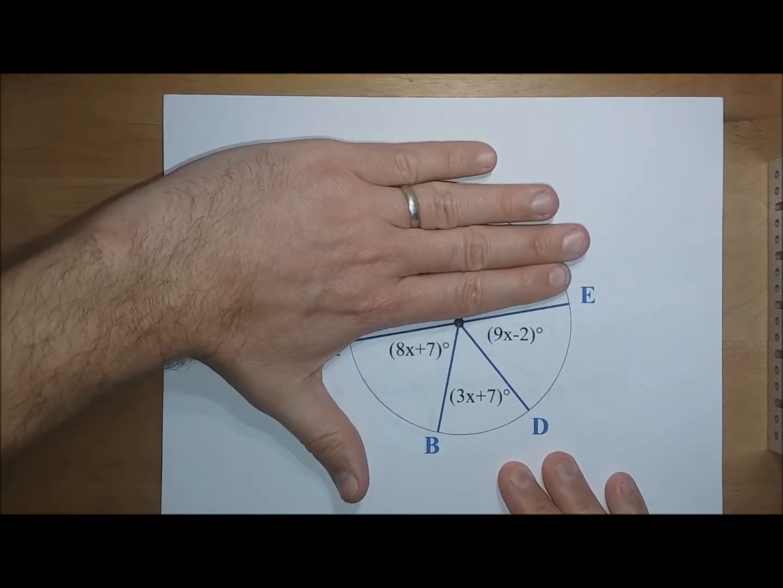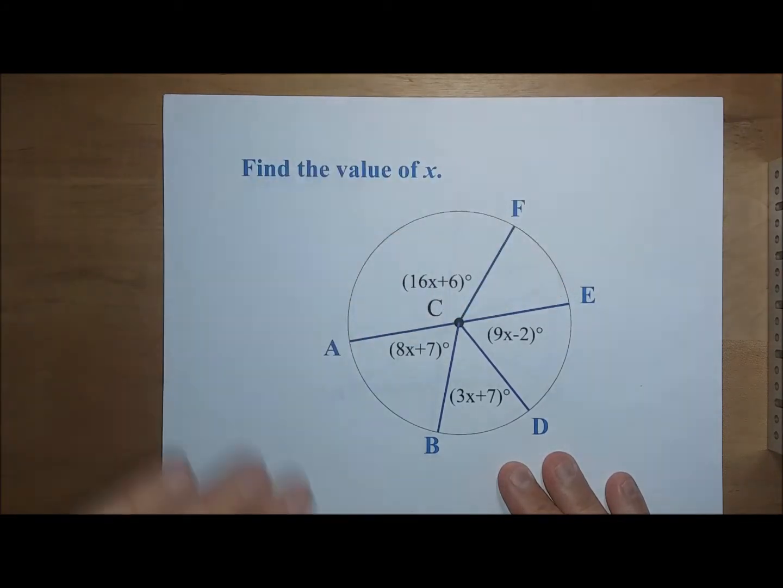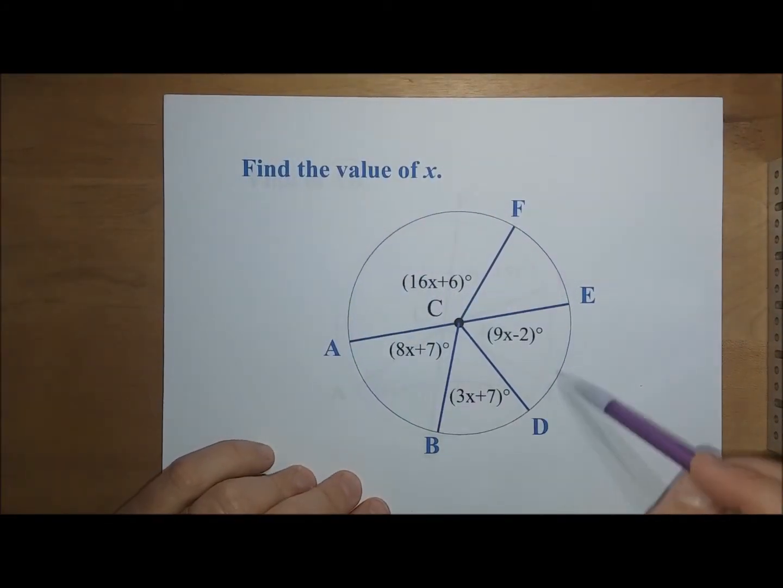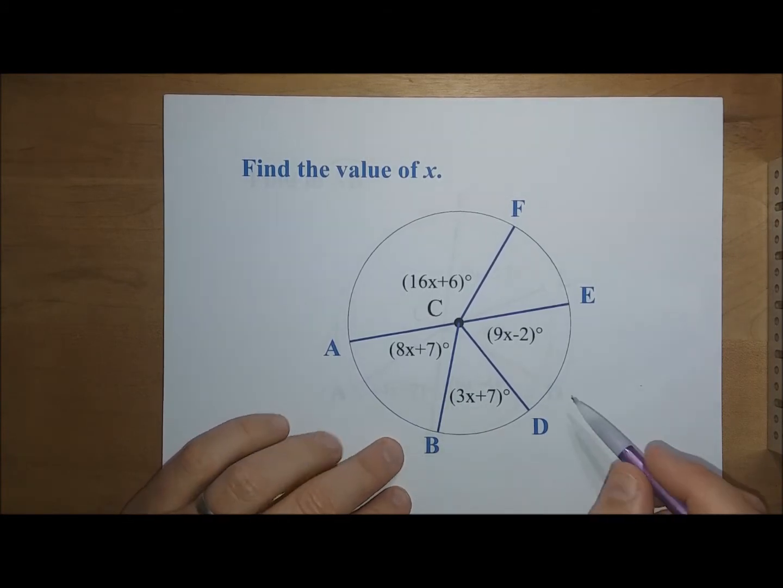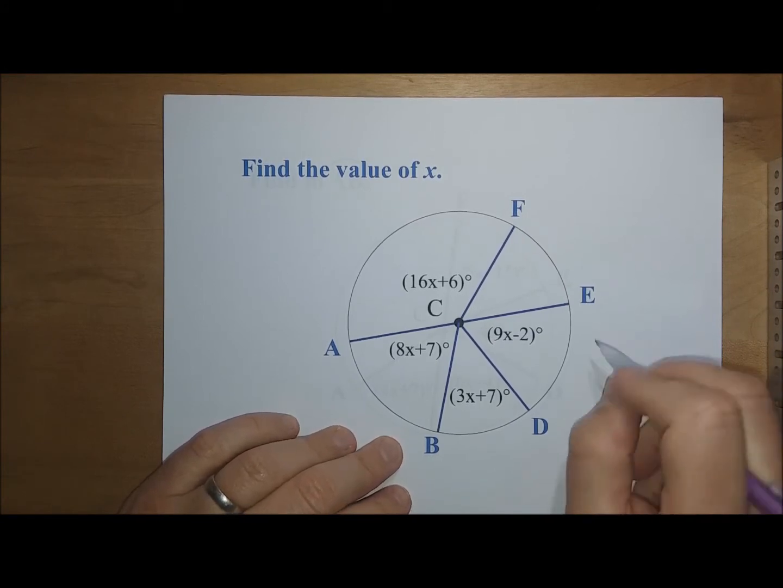And so half of a circle, as you might guess, is going to have a sum of 180 degrees, or 360 divided by 2. So could we add all these up and set them equal to 180? I think we could do that.